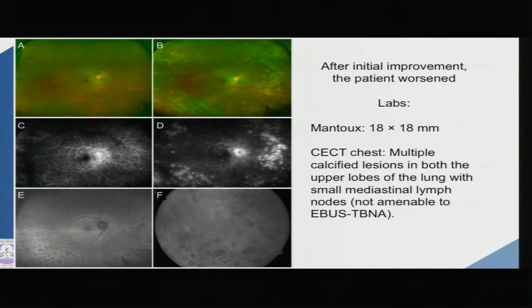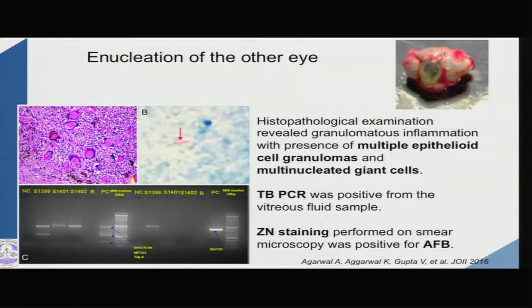So again, this raised the suspicion of an alternative pathology, which led us to investigate this patient further, and tests revealed a positive Mantoux test, and her CT chest showed presence of multiple lymph nodes, which were not amenable to further testing using endobronchial ultrasound-guided aspiration. So in this patient, we performed enucleation of the other eye, and histopathology revealed presence of multiple epithelioid cell granulomas, and the TB PCR was also positive from the vitreous fluid. So with the help of multimodal imaging, especially the wide-angle view, we were able to diagnose TB in this patient, and she was started on anti-tubercular therapy with steroids, finally with a good outcome.